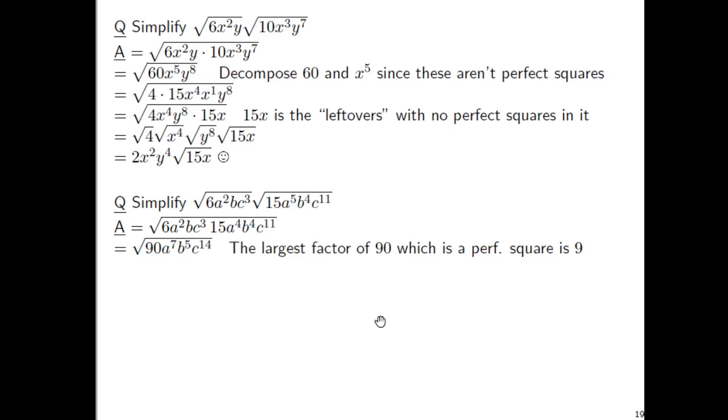The largest factor of 90 which is a perfect square is 9. So we'll write 90 as 9 times 10. The 10 is part of that fluff, right? It's part of this stuff that's not the perfect square. So let's write that at the end.